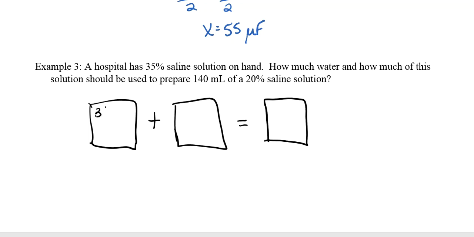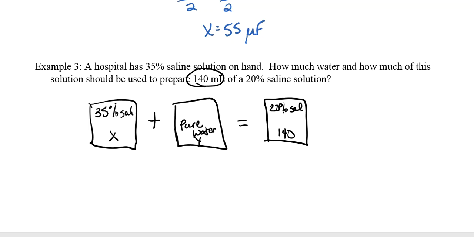So I know I have 35% saline, and then I have water. So now remember, this is saline and this is pure water. And together when I'm done, I want to have a 20% saline solution. Now I don't know how much anything is. I just know that when I'm all said and done I have 140 milliliters. So this and this equal 140.